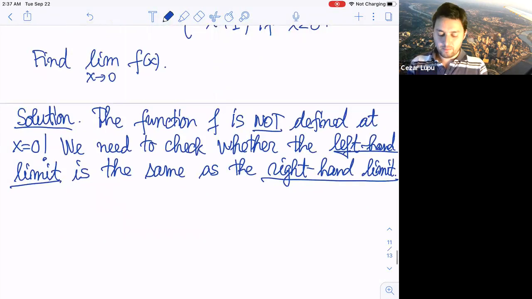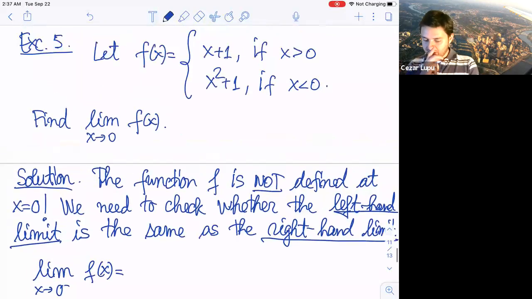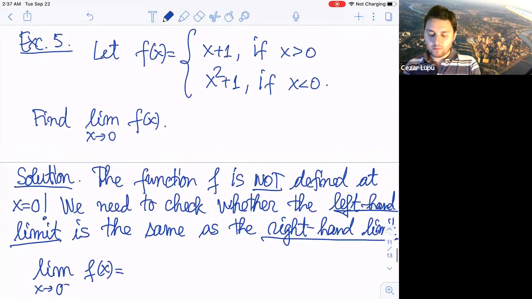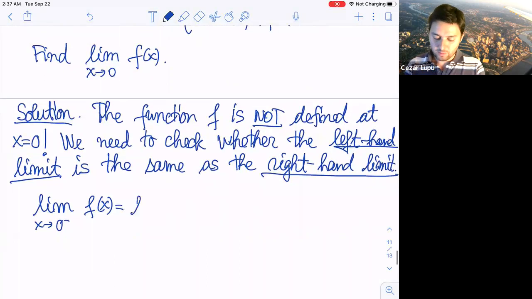In other words, let's do this. The left-hand limit will be the limit as x approaches 0 from the left of f of x. And keep in mind that f of x is nothing else than, well, let's look for what values x is negative. We have x squared plus 1, so this will be the limit as x approaches 0 from the left of x squared plus 1, which will give us 1.